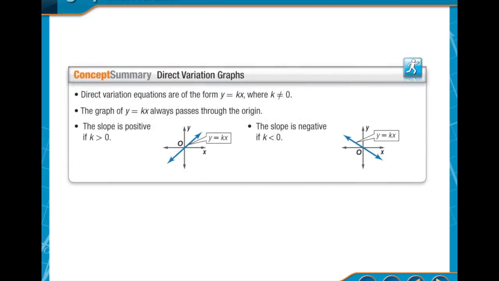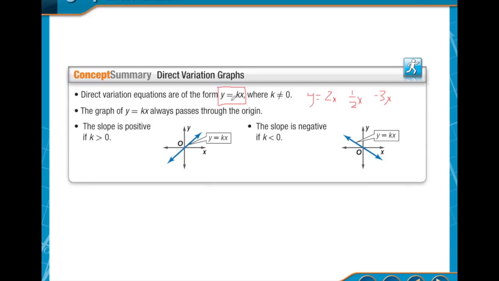Okay, so there are direct variation graphs. We talked a little bit about these. So we know there are a couple of things we can see here. Direct variation equations are always in the form y equals kx, which just means y equals some number times x. So that could be y equals 2x, y equals 1/2 x, or y equals negative 3x. All of these are cases where it's some number multiplied by x. So k is just whatever the number in front of the x is.